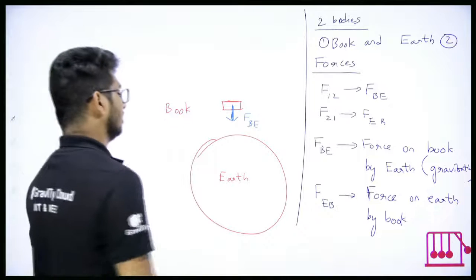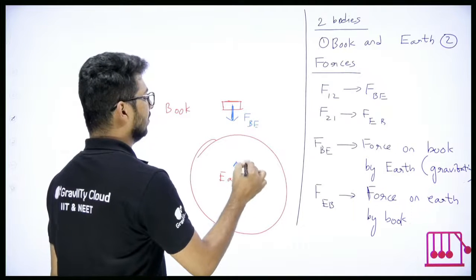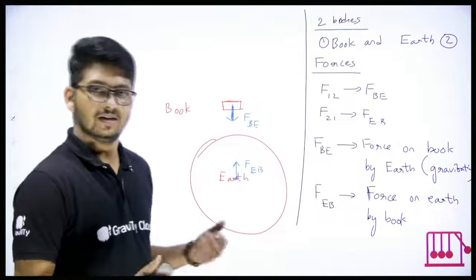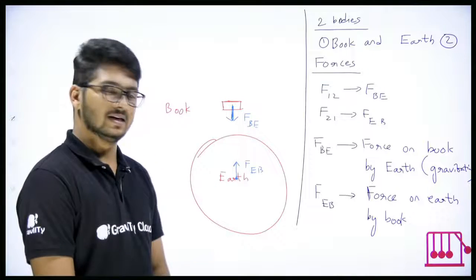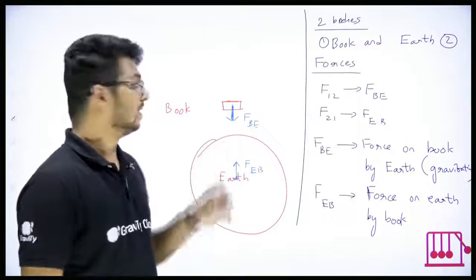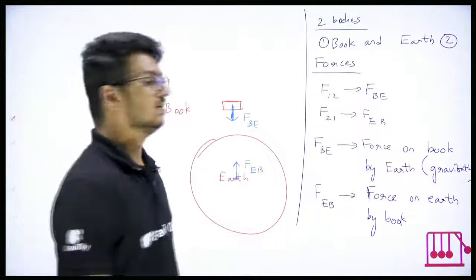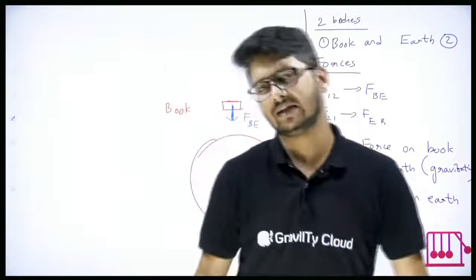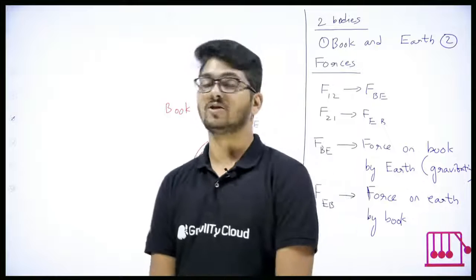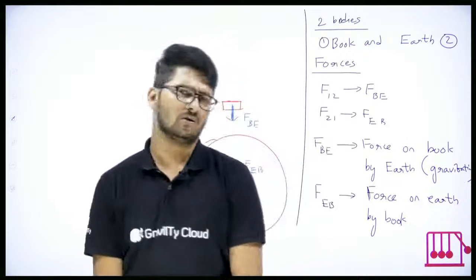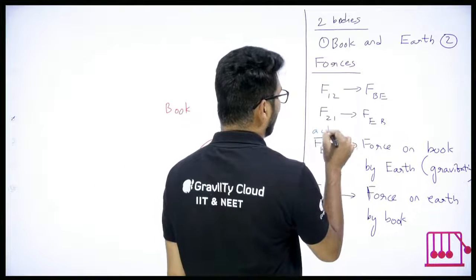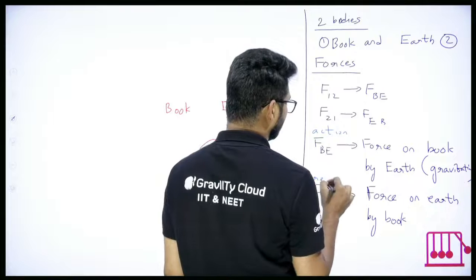You can call it action. And the other force will be force on earth by book. That means earth is pulling us downwards. Earth is applying a force on us. But we will also be attracting earth. The book is also attracting earth. That is part of the gravitational chapter. We learn that in the chapter gravitation itself. But for now, not required. For now, identifying action and reaction are important. So this will be action and this will be reaction.